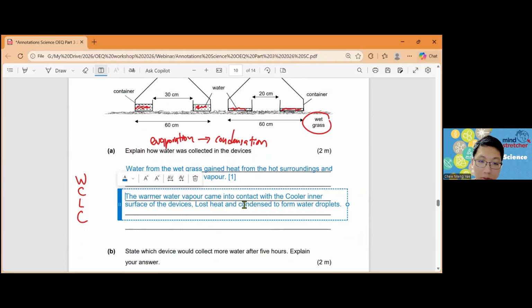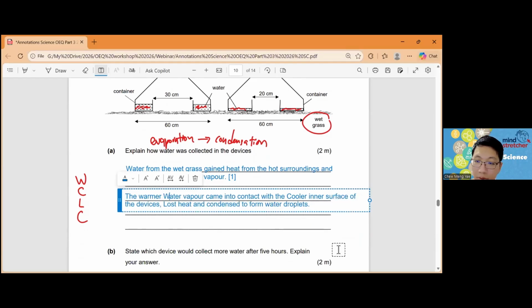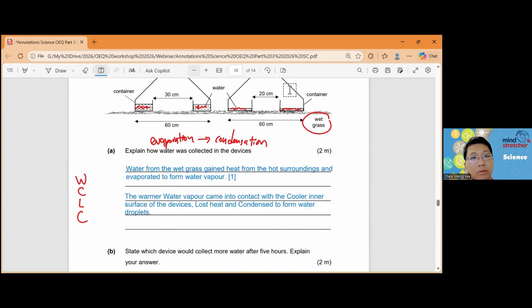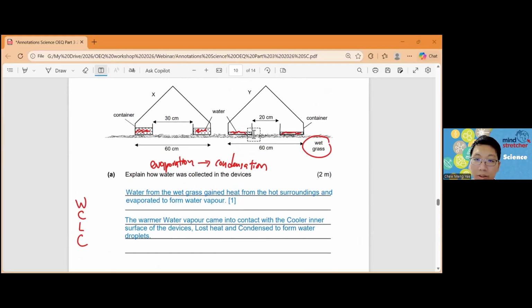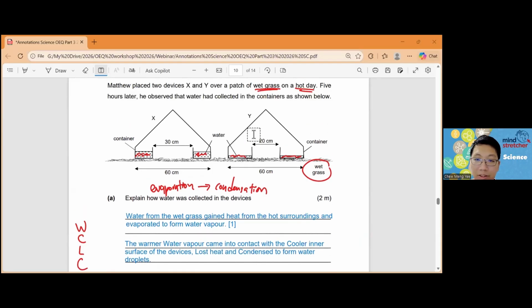Okay, so this is the water vapor, WCLC. Yeah, not container, the device. The container is the one below. You can say that's the device. Okay, that's the device.